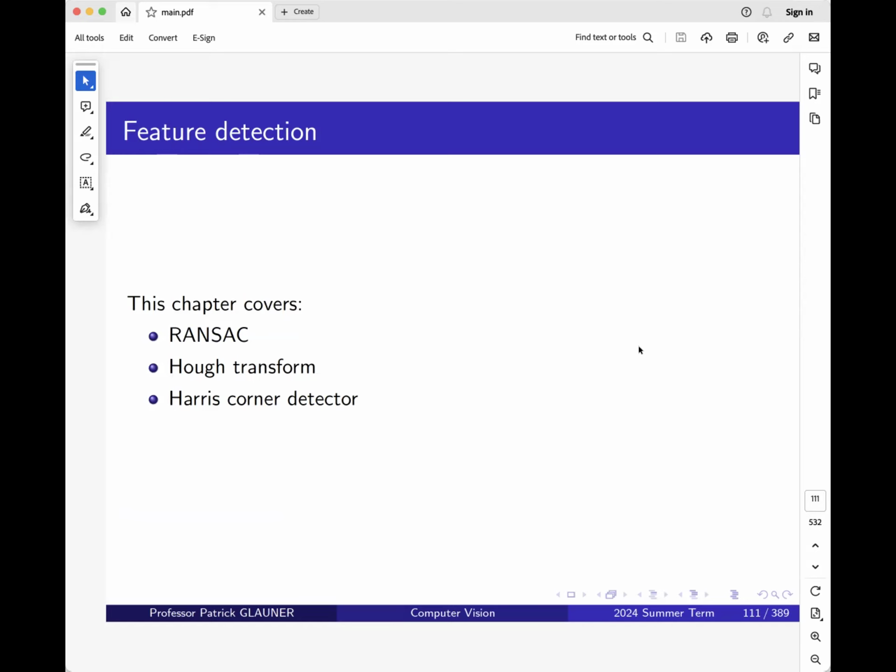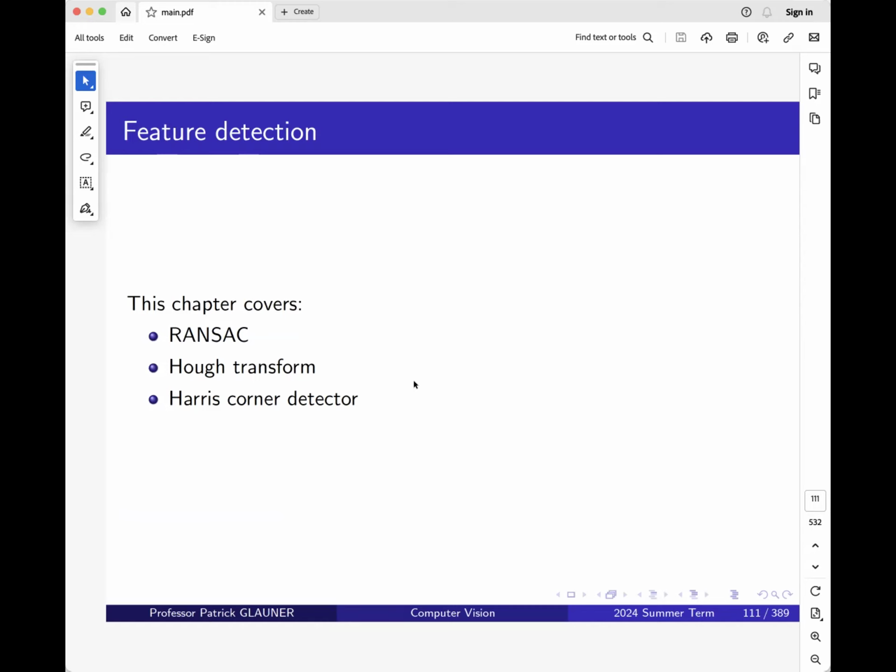And concretely, we're discussing 3 algorithms today. The first one is RANSAC. It's a highly generic machine learning algorithm. It can be applied to feature detection in images. It can be applied to lots of other problems. Then we'll be looking at the Hough transform. It's an algorithm for computer vision in order to find lines in images, which are features. And the Harris corner detector is another approach that finds us corners.